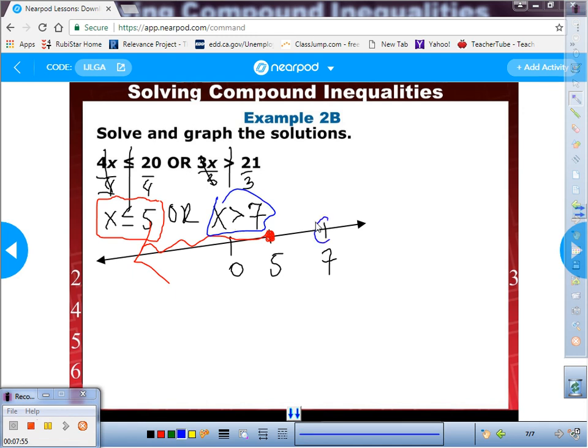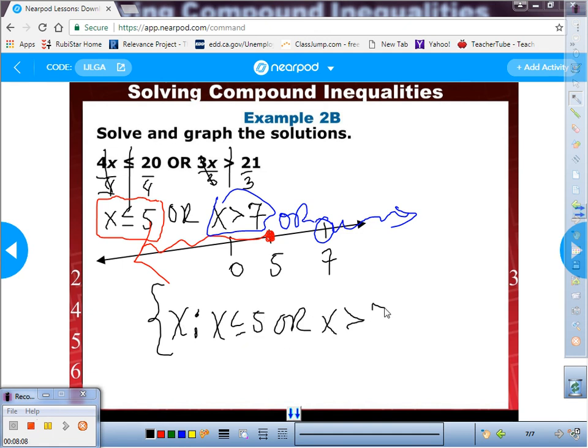Does it include the dividing point? No. What numbers are greater than 7? Everything to the right. And this is a what? OR. So my solution set for all x's such that x less than or equal to 5 or x greater than 7. So easy. Hands if you got that.